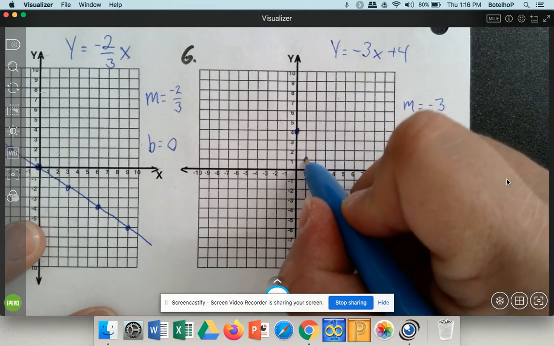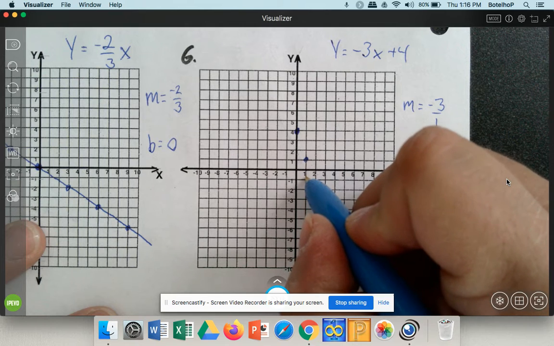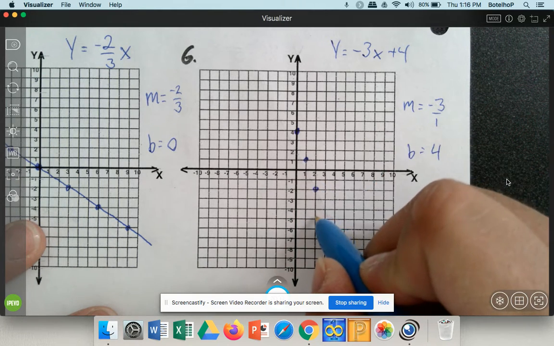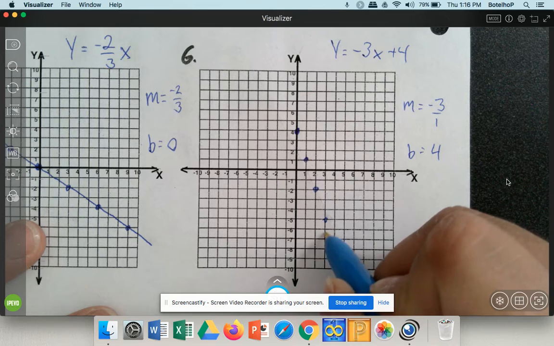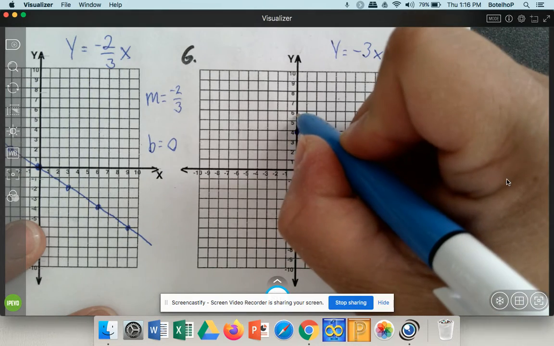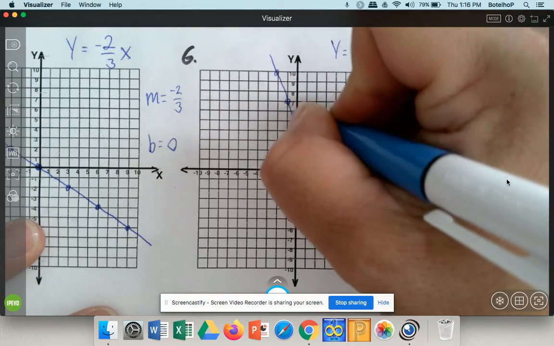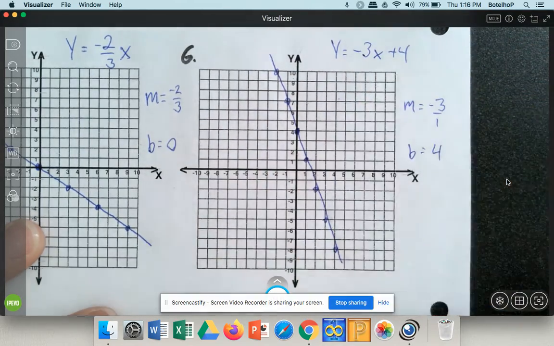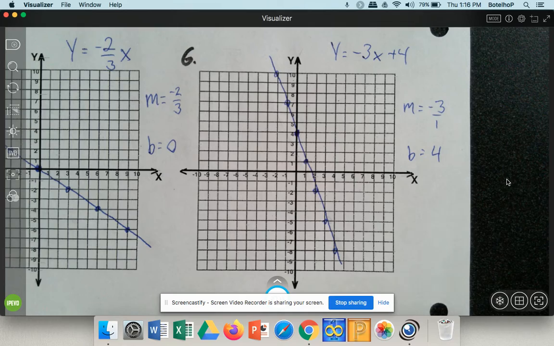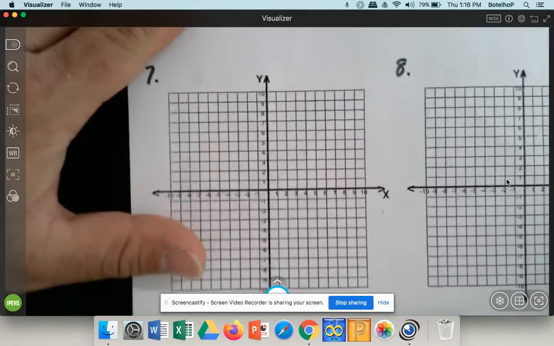So down 3, right 1. Up 3, left 1, up 3, left 1. And draw your straight line. Okay. The last two graphing that we're going to do, I'm going to give them to you in standard form.